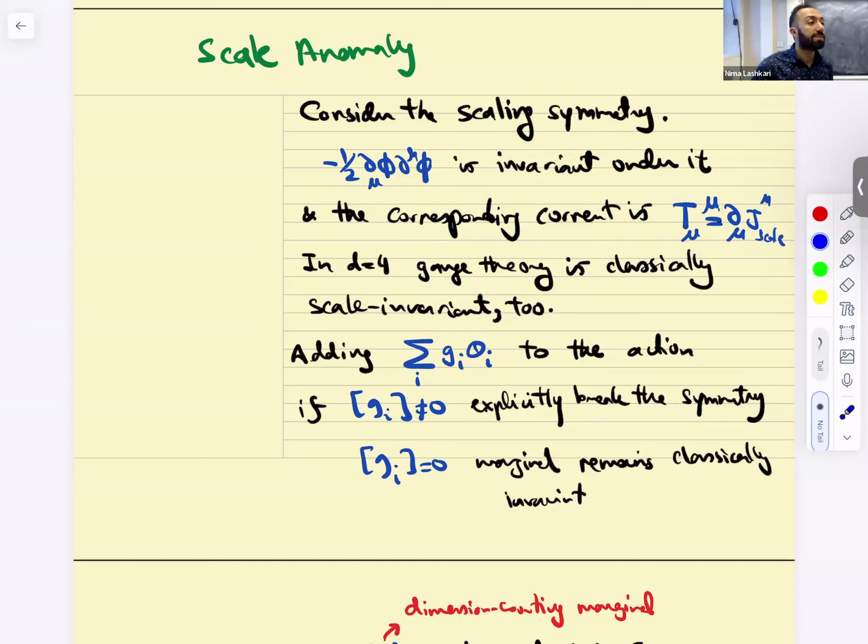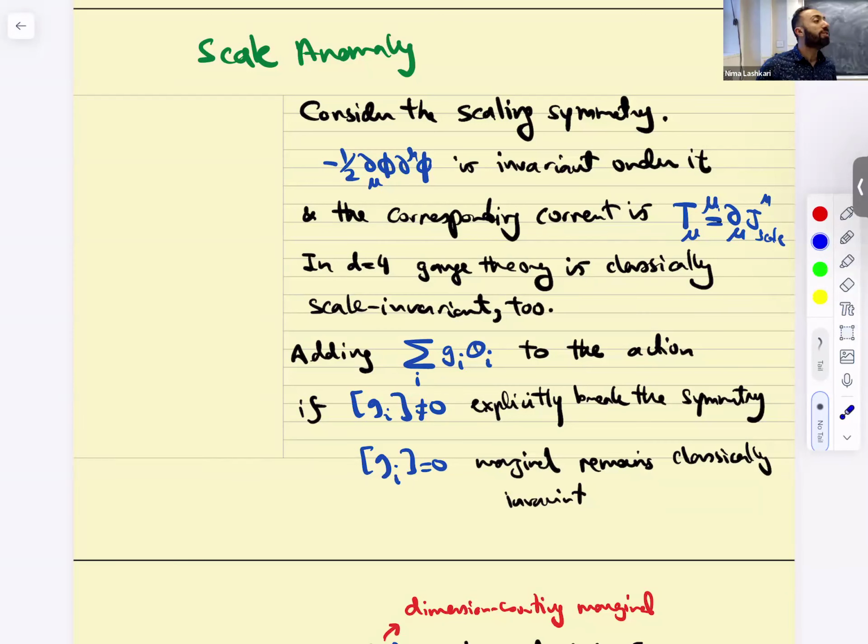There is a conserved current associated with this. This is another charge for it. What's the conservation law? Del mu of J mu scaling has to be 0. Del mu of J mu scaling, we derived this last time, is the T mu mu, the trace of the stress tensor. It has to be 0 classically so that we have classical invariance. Quantum mechanically, if it's 0, then there's no scaling anomaly. Whatever sits on the right-hand side of T mu mu quantum mechanically is the scaling anomaly.